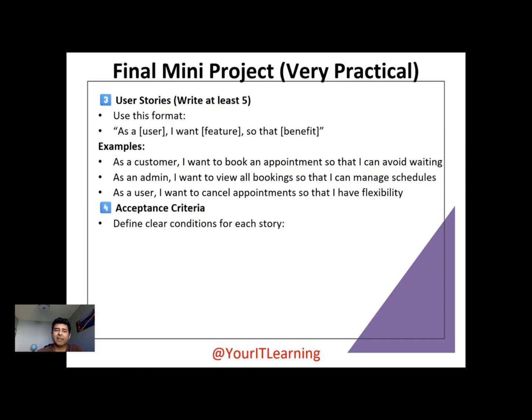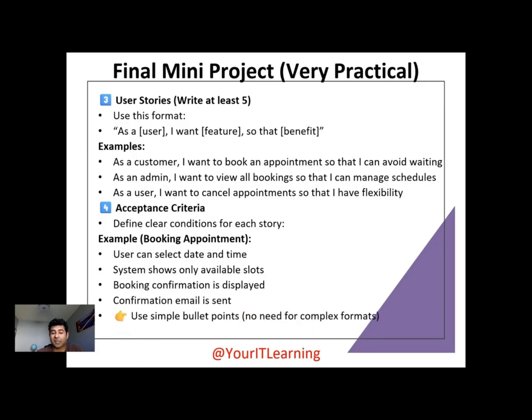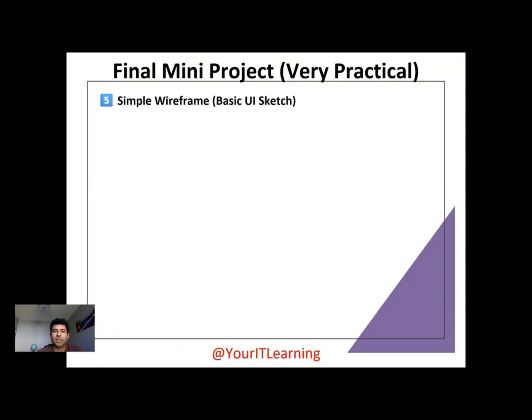The acceptance criteria will define clear conditions for each user story. For example, booking an appointment: user can select date and time, system shows only available slots, booking confirmation is displayed, and a confirmation email or SMS is sent to the customer. Use simple bullet points, no need to make it a complex format, okay?